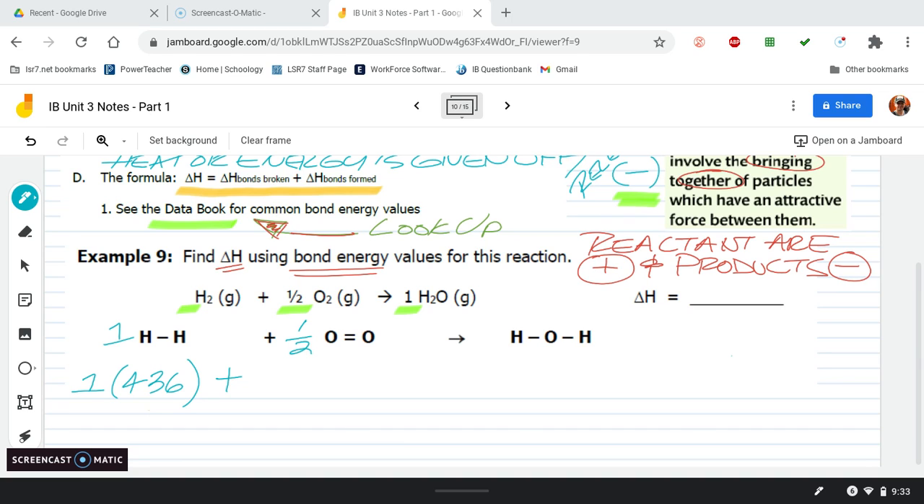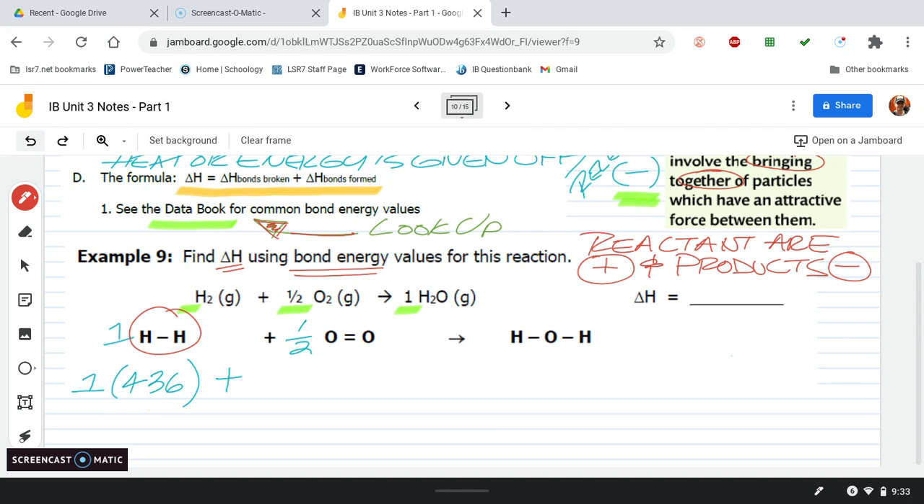So what we were doing is we were finding these values. We were looking up the single bond for hydrogen, right? That's the first one we looked up, and we found that on the chart. This is in the data booklet, something you have on the IB exam. Basically, think of it as information you don't have to memorize, and we found out that that was 436.